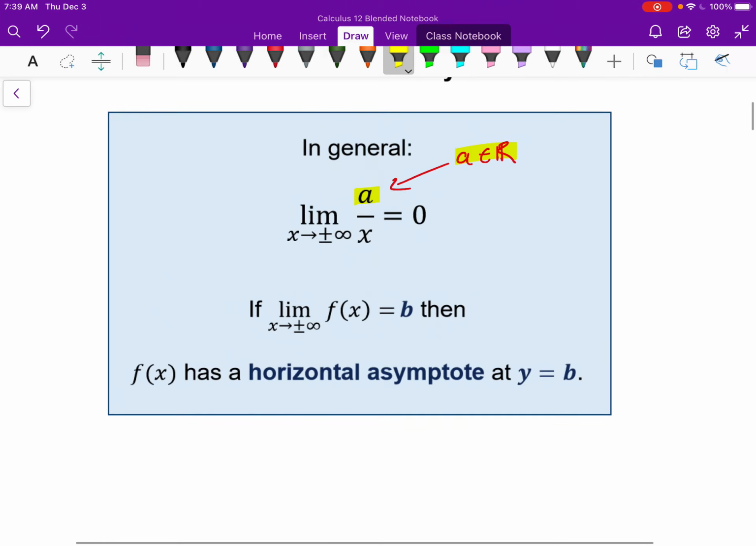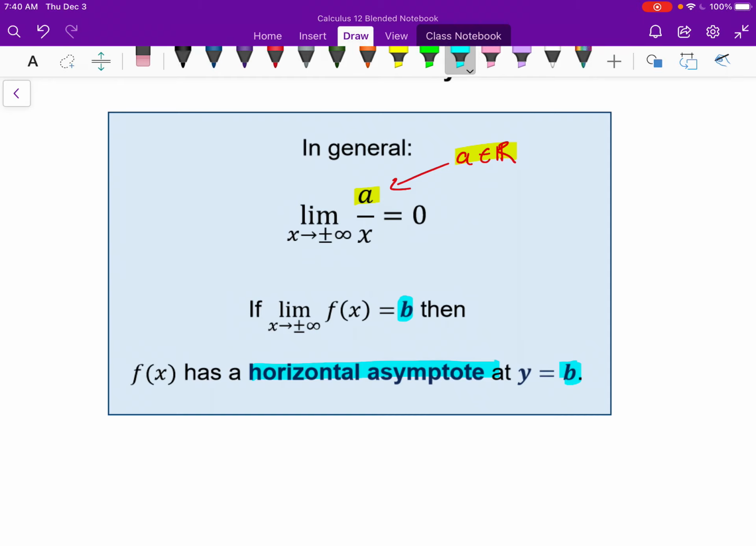And so in general, anytime a limit as you're approaching infinity equals just some number, some constant, and it could be 0, but just any other number, then that means there's a horizontal asymptote at that value. So anytime the limit converges on some number, that number represents the horizontal asymptote of the function.